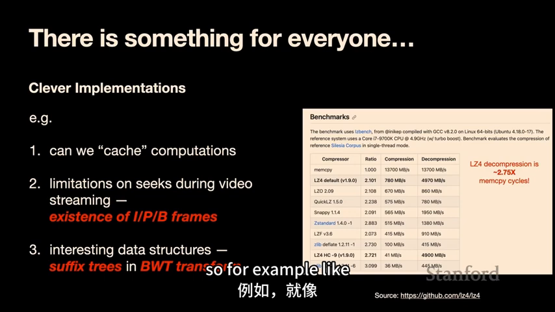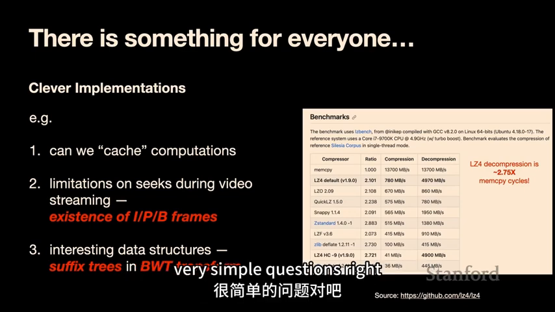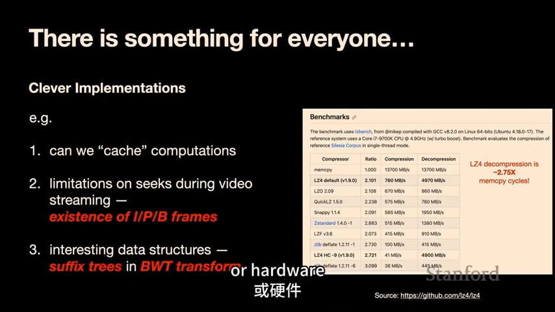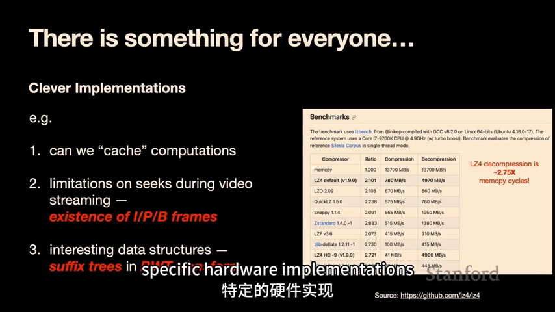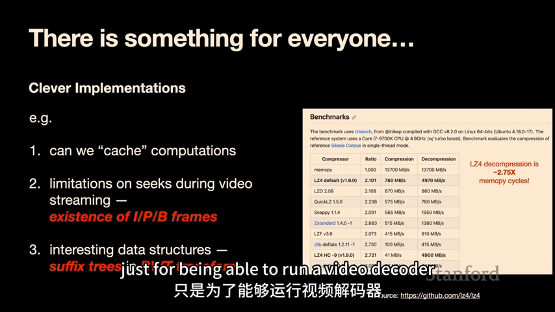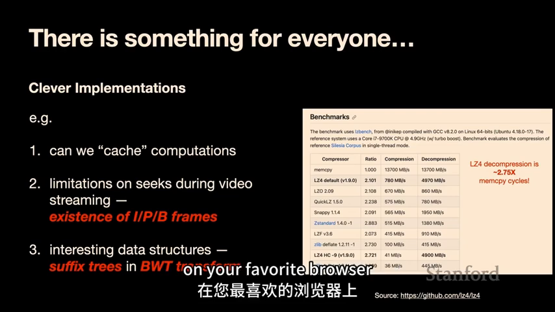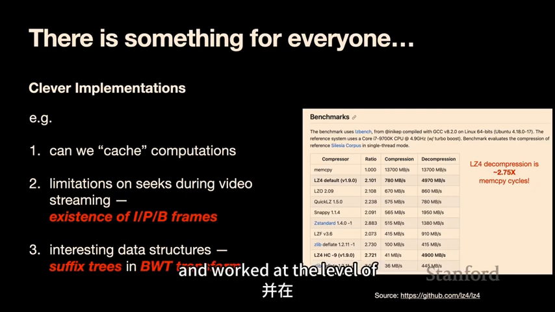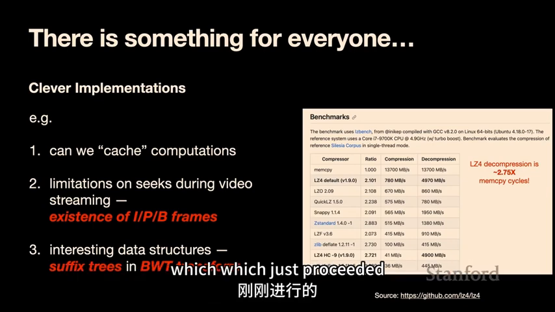So for example, I'm going to combine this in a single go: can we cache computations? Very simple questions, right? But if you have done computer architecture or hardware, you'll be surprised to know there are specific hardware implementations in your laptops right now, just for being able to run a video decoder, without which your videos won't run in real time on your favorite browser. So people have not only optimized software, they have worked at the level of instruction set architectures to optimize the compression algorithms and theory which just preceded.